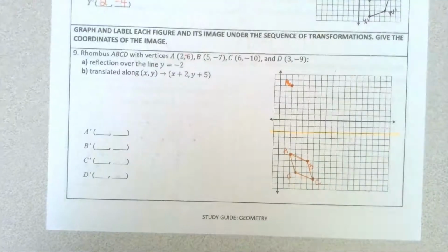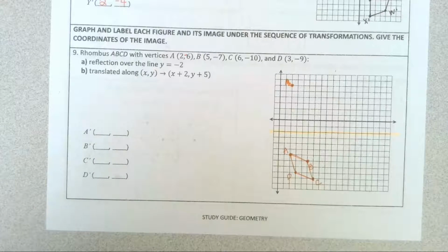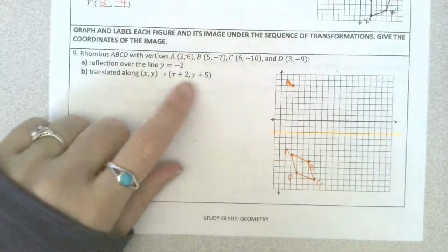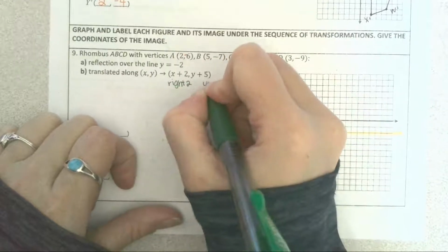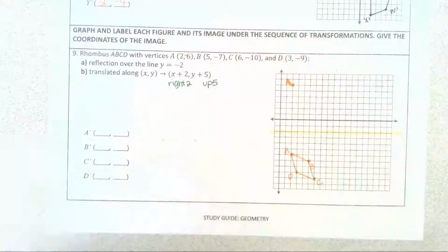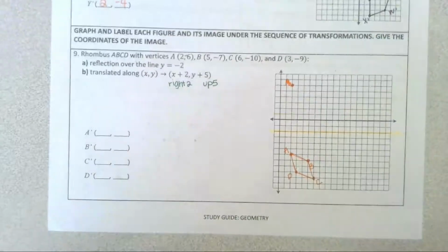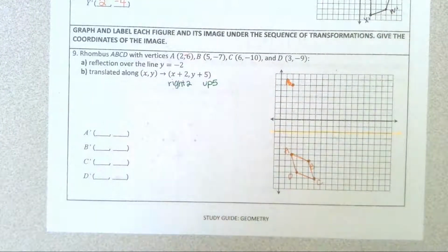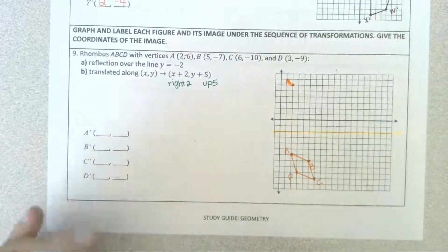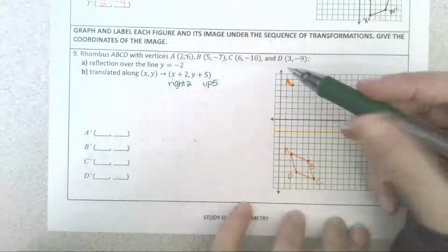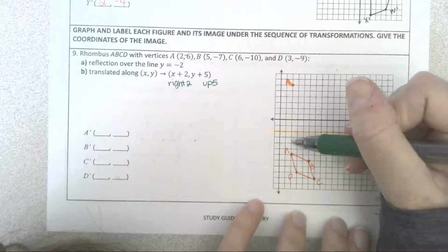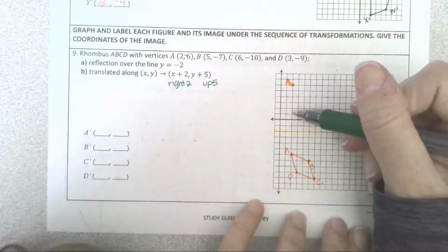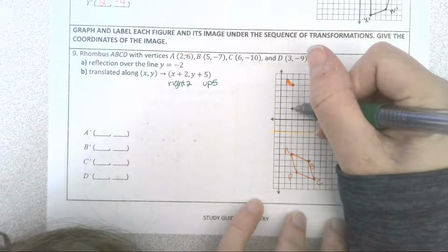And when we translate, we know that x plus 2, y plus 5 means that we're going right 2 and up 5. So I'm going to do everything to point A first and figure out where A prime is going to be before I move on to the rest of my shapes. So the first thing we're going to do is take A and reflect it over this line. So it's 1, 2, 3, 4 units away. So that means that it would end up here.